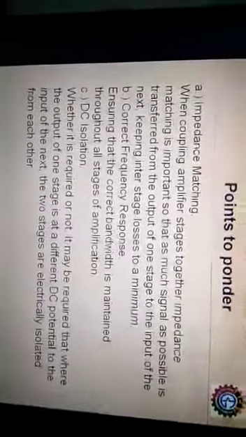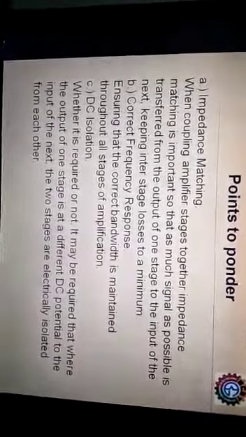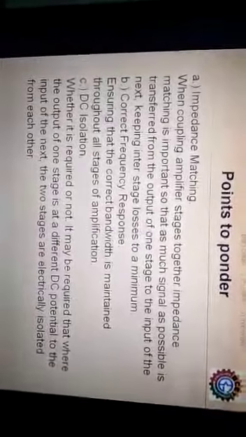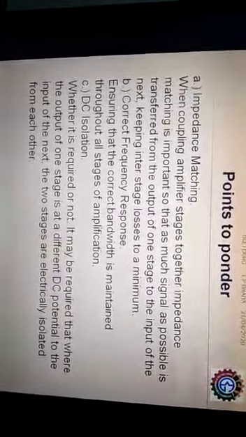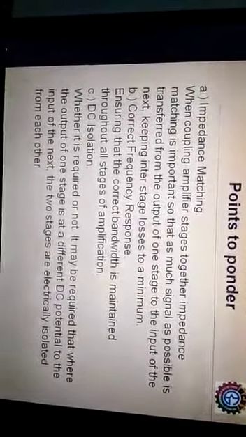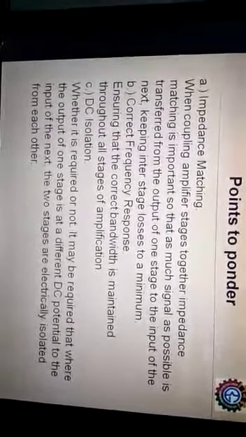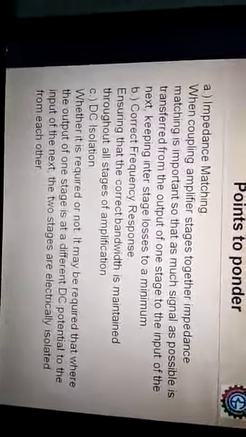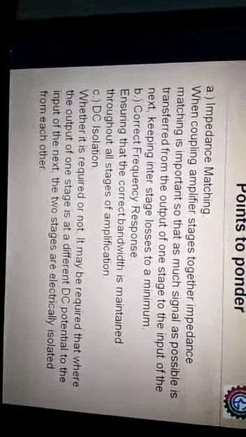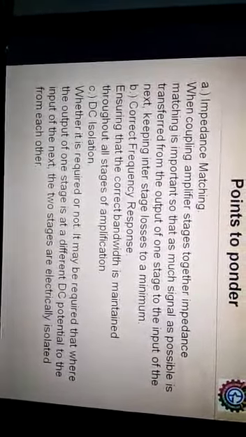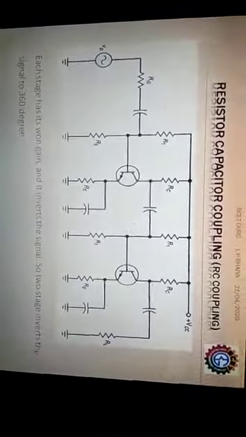Impedance matching can be solved by using the transformer coupling between the two stages. We can achieve the impedance matching. We can get the proper frequency response in RC coupled amplifiers. Similarly, with the help of the DC amplifier, direct coupled amplifier, we can get the DC isolation.